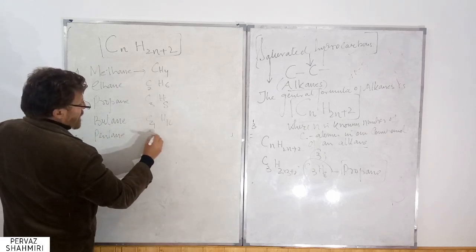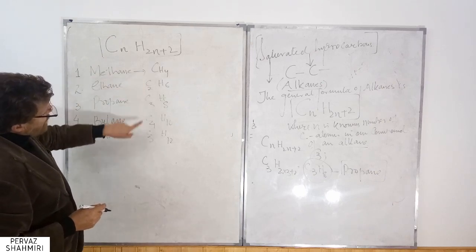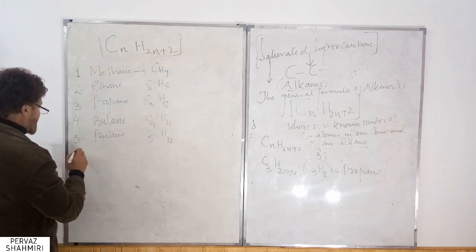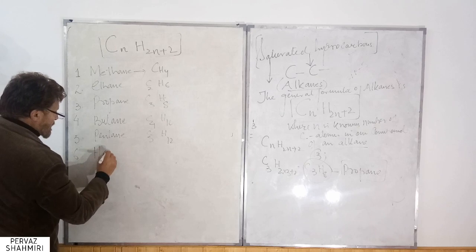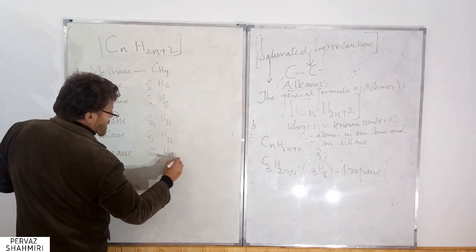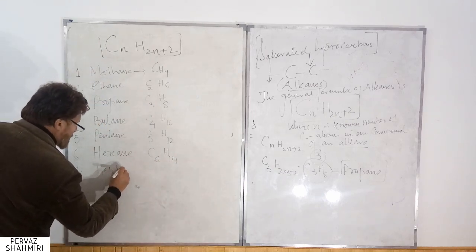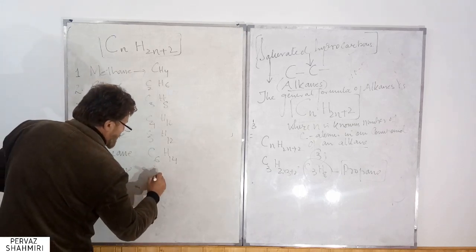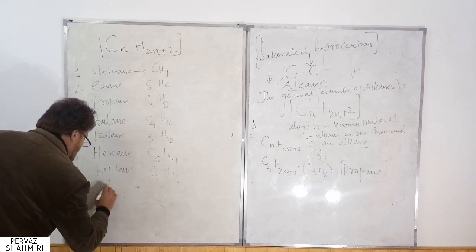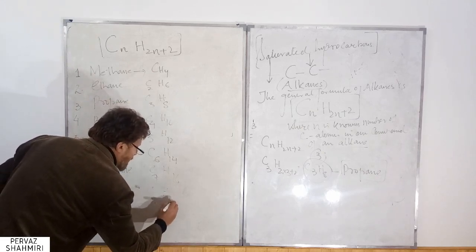that is C5H12. I am increasing the order here, 4, 5. Carbon is increased by 1, while the hydrogen is increased by 2. That means now the 6th is hexane. Hexane means C6H14. Seventh, heptane, C7H16. Eighth, octane, C8H18.